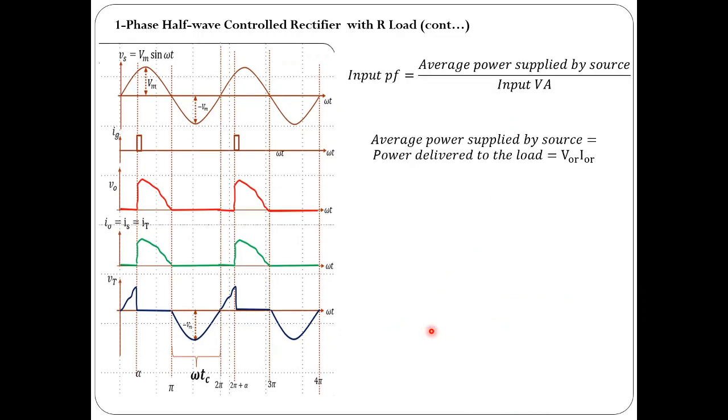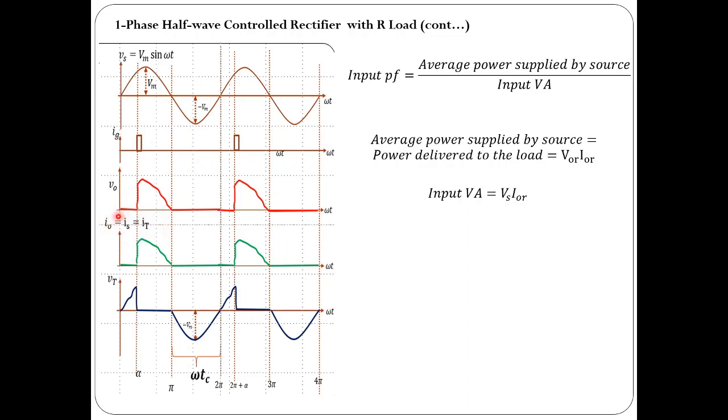And input power factor, we know input power factor is equal to average power supplied by the source by input VA. So average power supplied by the source, that is equal to power delivered to the load, which is equal to IOR square into R, that is RMS value of the resistor current square into resistance value, which is same as VOR into IOR also. And input VA is equal to VS into IS, where IS is also same as this.